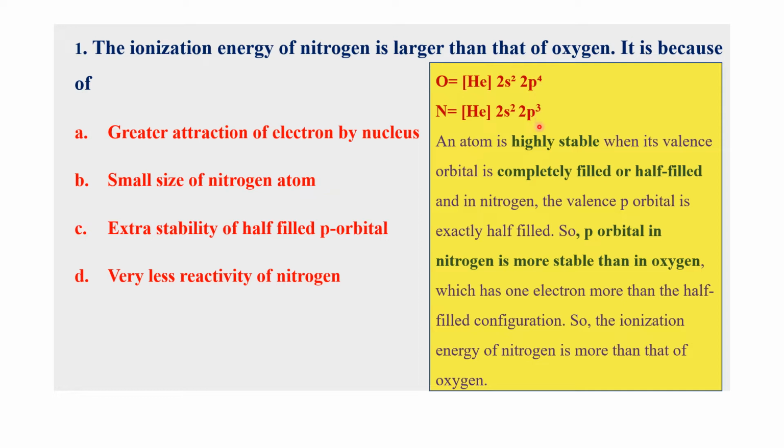And we know that the atom is highly stable when its valence orbital is completely filled or half filled. So the p orbital in nitrogen is more stable as compared to oxygen. So the answer is extra stability of half filled p orbital that results in greater ionization energy for nitrogen. So the answer is C.